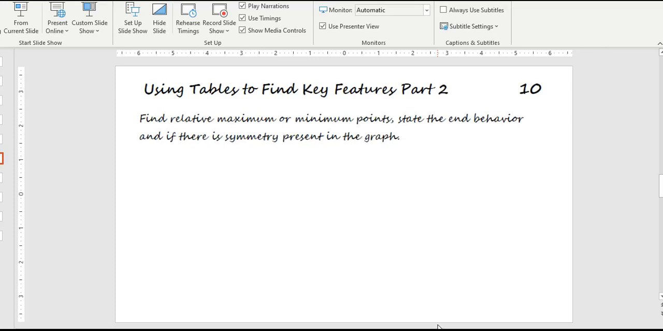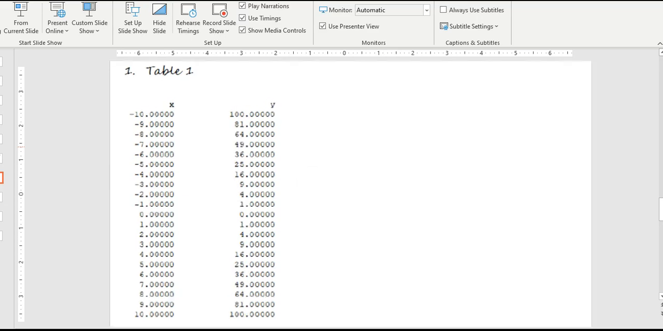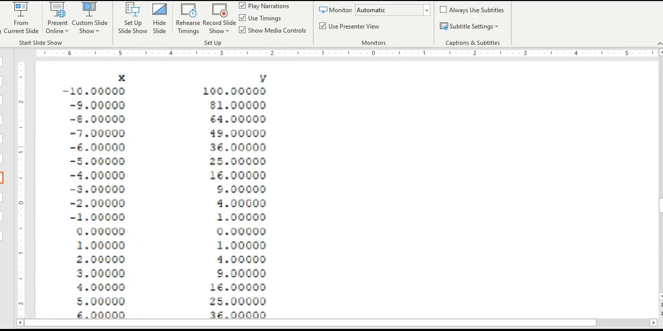Taking a look at the examples page, it says that we are going to find the relative maximum or minimum points, state the end behavior, and if there is symmetry present in the graph. So taking a look at number 1, the first thing we are going to look for is maximum or minimum points. And in order to do that, all you do is you take a look at these y values.